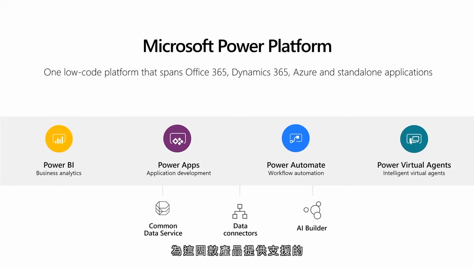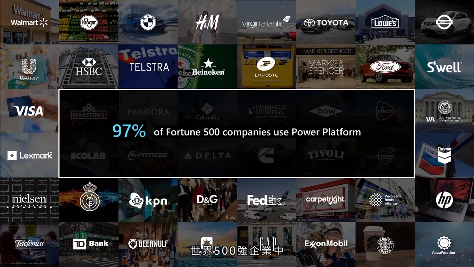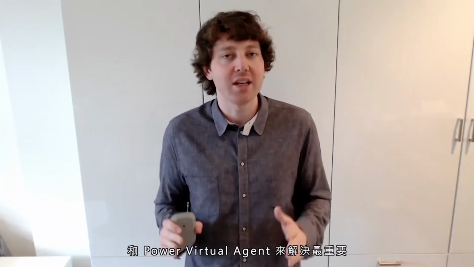Together, these 4 elements are supported by the Common Data Service, over 300 data connectors, and AI Builder. And altogether, it's an incredibly powerful tool to solving your development needs inside the enterprise. In fact, if you look across the market, over 97% of the Fortune 500 currently uses the Power Platform worldwide. This is across all industries, all sectors, and all these large companies. You can see broad adoption across Power BI, Power Apps, Power Automate, and Power Virtual Agent, solving the most important needs and most agile needs for all of these companies.